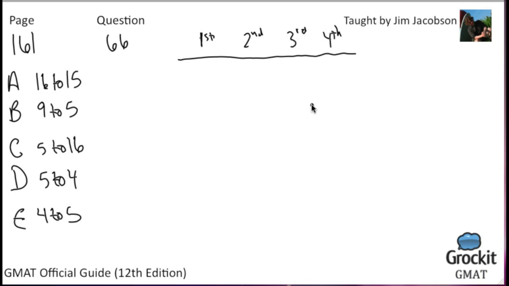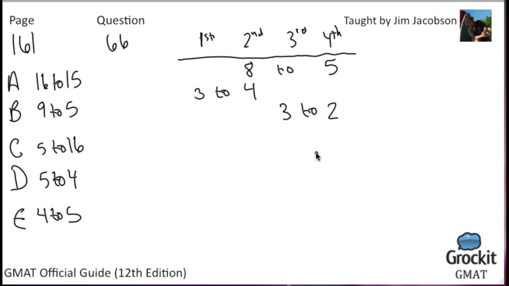We know that initially the ratio of second graders to the number of fourth graders is 8 to 5. So we can just write that right there, 8 to 5. We know that the ratio of first graders to the number of second graders is 3 to 4. And the ratio of third graders to fourth graders is 3 to 2. And we need to know the ratio of first graders to the number of third graders. So really there's no particular order that we need to do these things in.